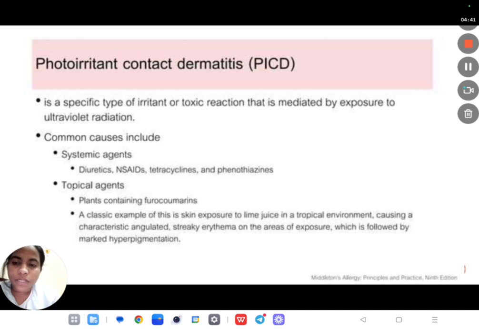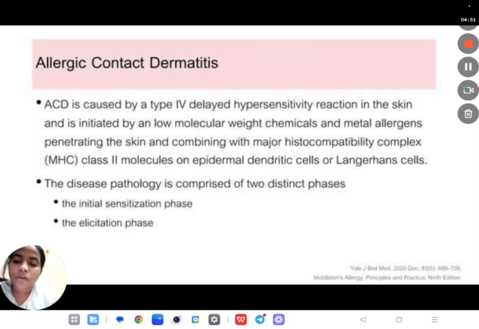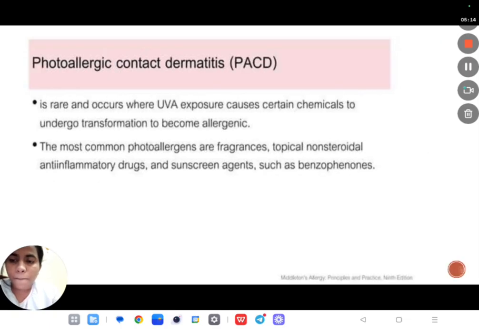Photoirritant contact dermatitis is a specific type of irritant or toxic reaction that is mediated by exposure to UV radiation. Common causes include systemic agents and topical agents. ACD is caused by a type 4 delayed hypersensitivity reaction in the skin and is initiated by low molecular weight chemicals and metal allergens penetrating the skin and combining with the major histocompatibility complex on epidermal dendritic cells or Langerhans cells. The disease pathology comprises two phases, initial and elicitation.